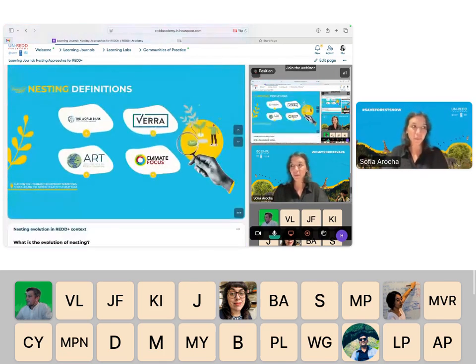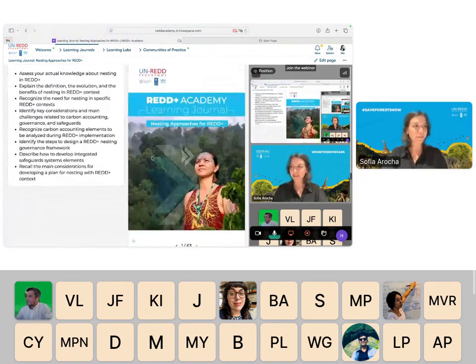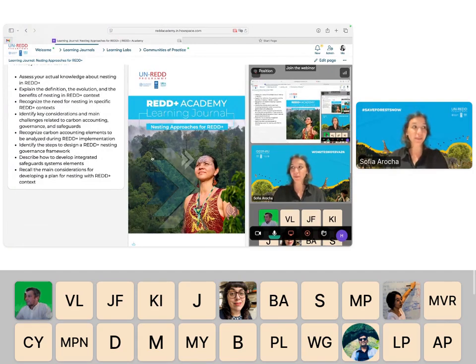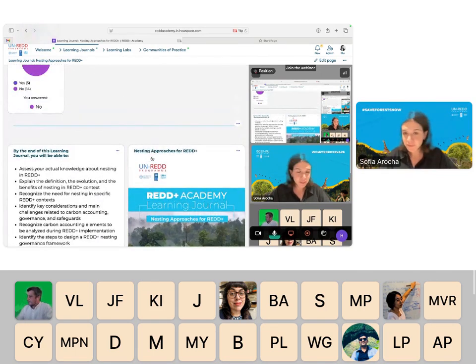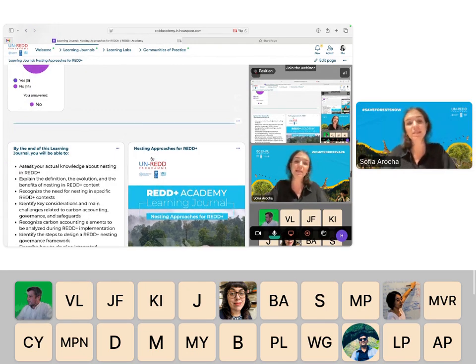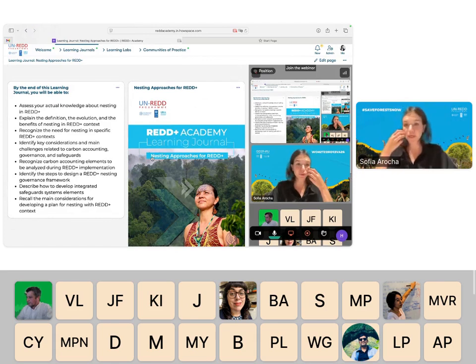And looking ahead, the UN-REDD, and in particular the nesting task team, will continue to support countries through technical assistance, policy dialogues, and regional and global exchange. So we invite you to stay engaged with this platform. It is important also to highlight that while here we are focusing on the REDD Plus nesting learning journal, there are new learning journals that will be launched during the year related to safeguards, benefit sharing, national strategies, and many other related topics. So you can see here also other materials that can be useful for your work.